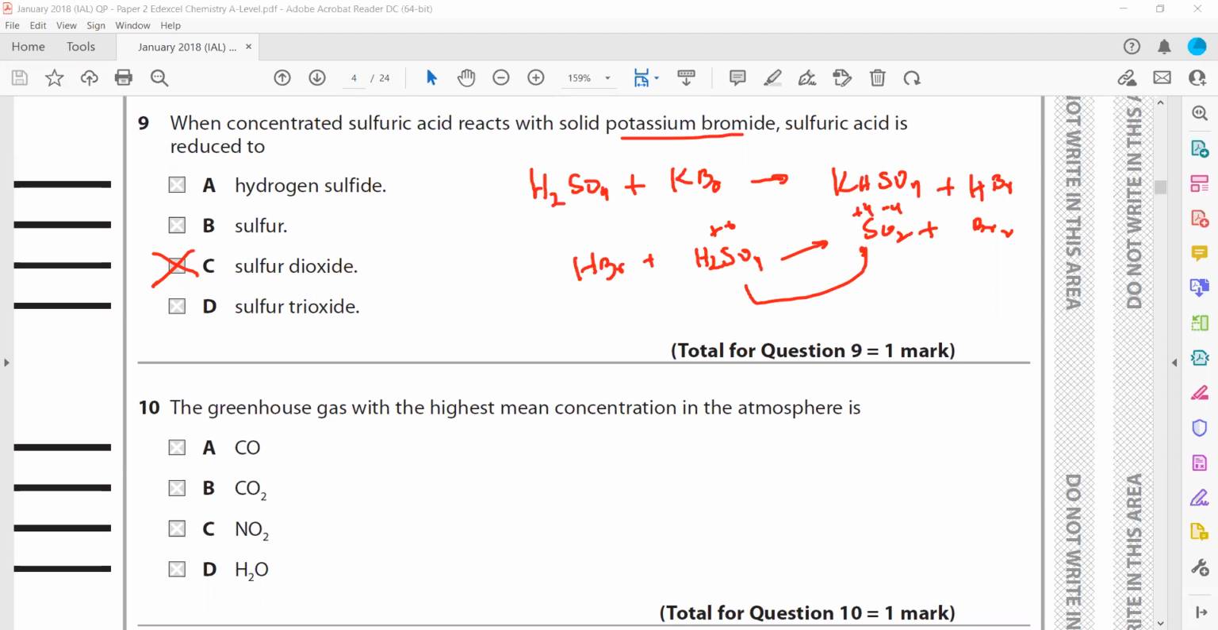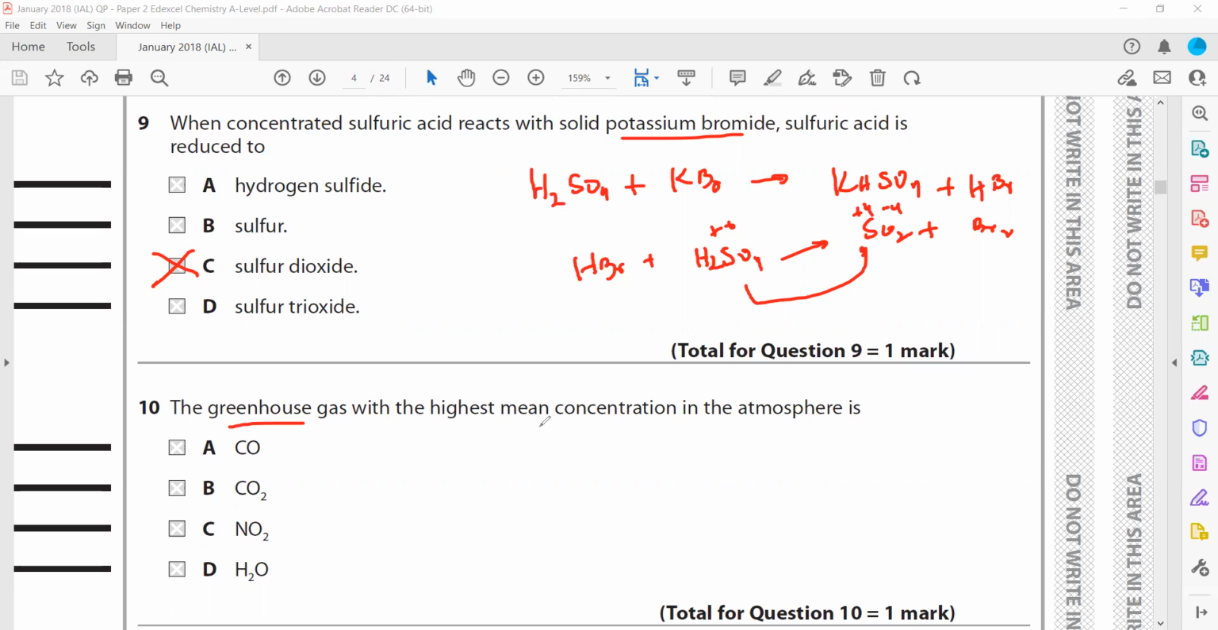So when hydrogen bromide is there, it does not produce sulfur dioxide. That is why it's wrong. And sulfur is also not formed during this reaction. That's why it is not correct. Then for D, this is not a reduction, because sulfur trioxide is formed. So the oxidation number of sulfur is +6 even in sulfur trioxide, so that is not reduced as well.